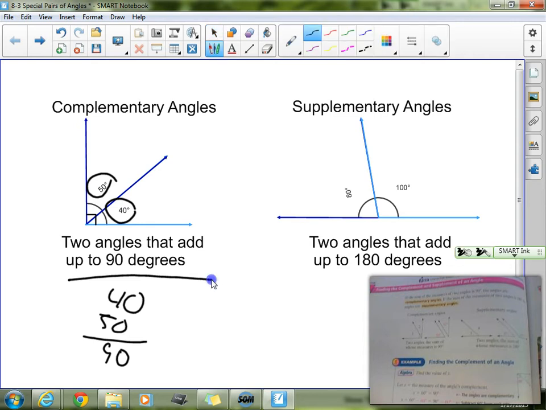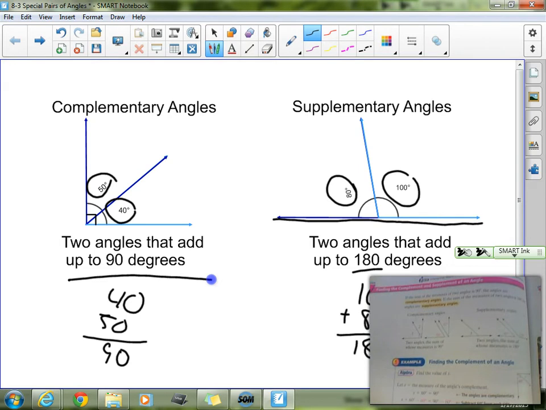Similarly to complementary angles, we have what's called supplementary angles. Supplementary angles are two angles that add up to 180 degrees. You guys should remember this right here looks a lot like a straight angle because it is. Remember, a straight angle has 180 degrees in it. So, two angles that add up to 180 degrees are what are called supplementary. So, we have 100 plus 80 is going to be 180.